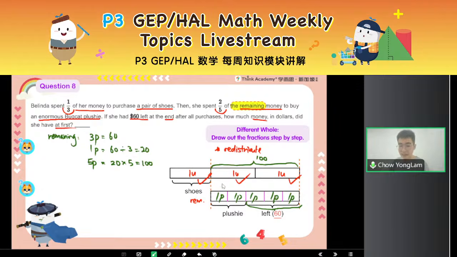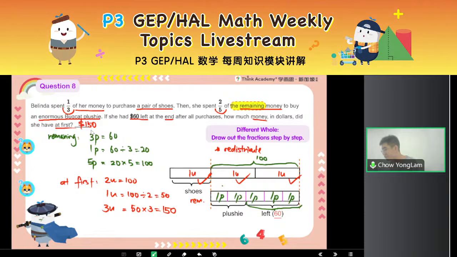So since you know this remaining part is 100, can you calculate the total amount of money at first? Yes, you can, right? So at first, you know that 2 units is equal to 100. So then 1 unit is equal to 100 divided by 2, which is 50. And with that, the total amount of money at first is 1, 2, 3 units. 3 units is equal to 50 times 3 equals 150. Right? So with that, you know that there are $150. So it's not 450, 1 unit is 50, so 3 units is 150. Okay?